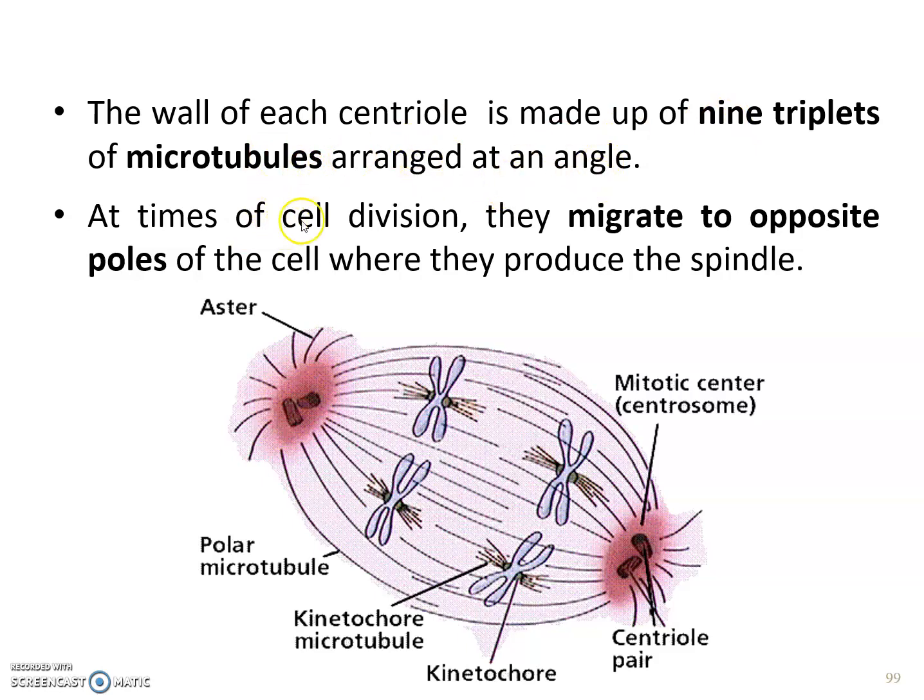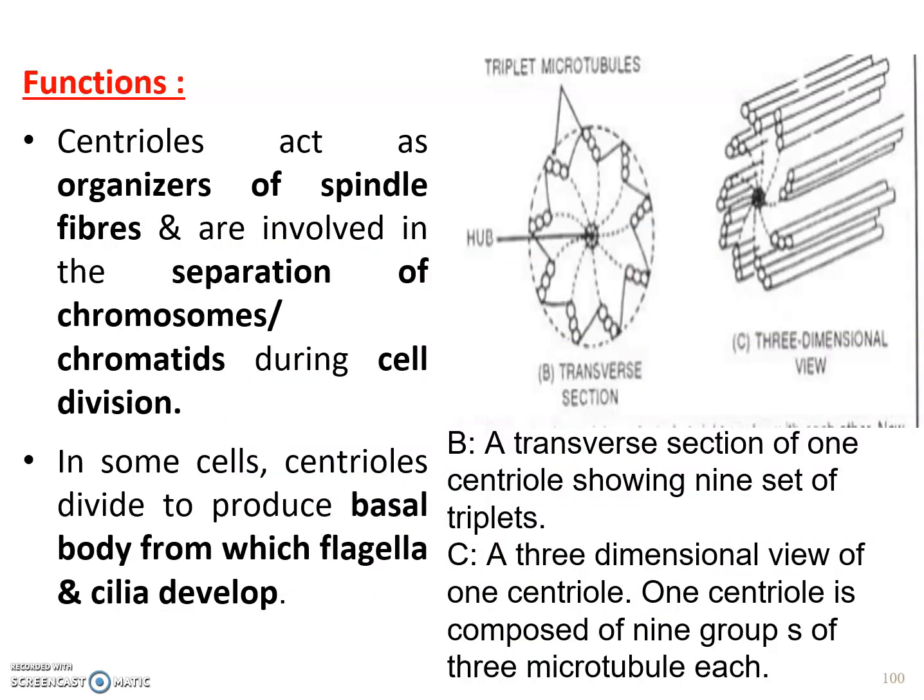So when cell division occurs, for example mitosis, centrioles will migrate to opposite poles of the cell where they produce the spindle fibers. So the main function of the centriole is as organizer of spindle fibers and it is involved in the separation of the chromosomes during cell division. In some cells, centrioles divide to produce a basal body from which flagella and cilia develop.